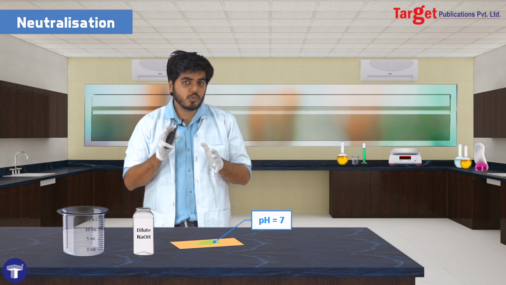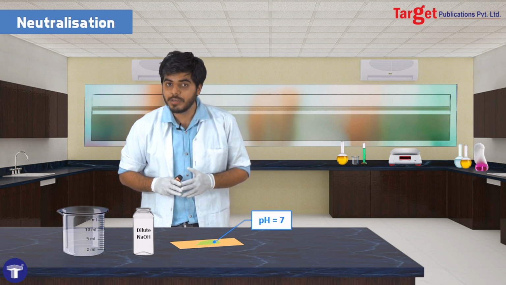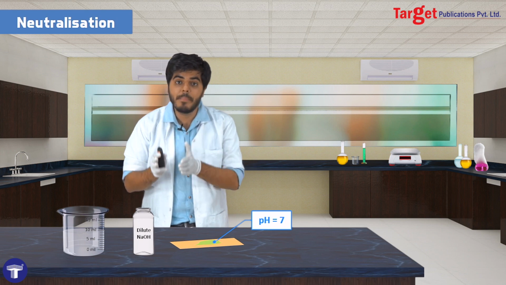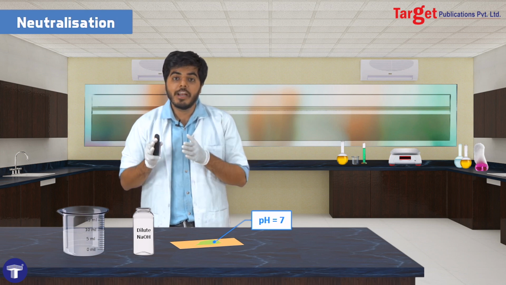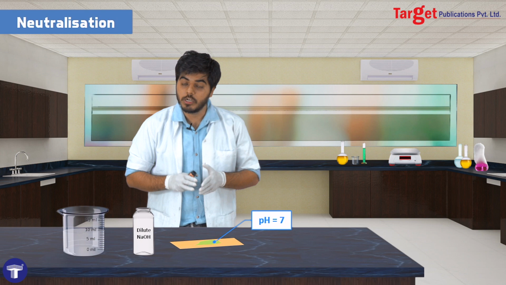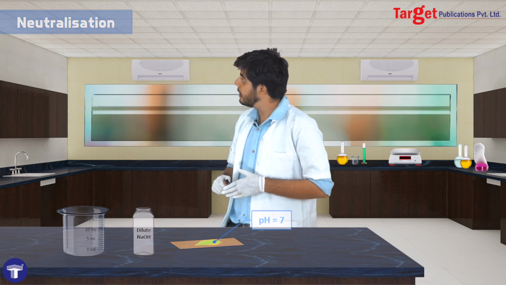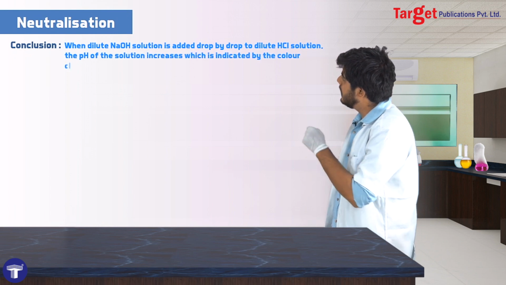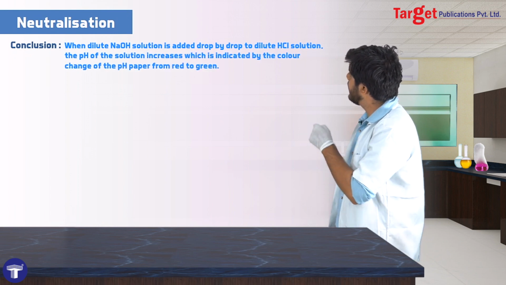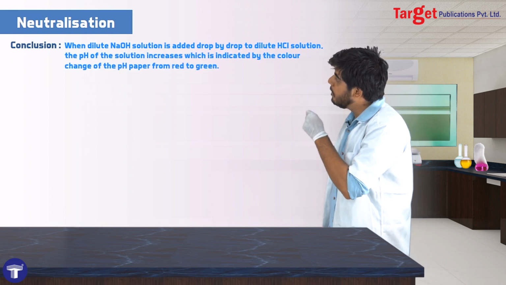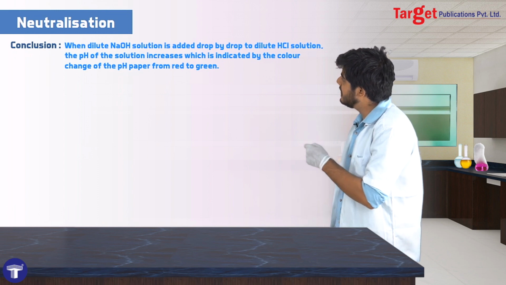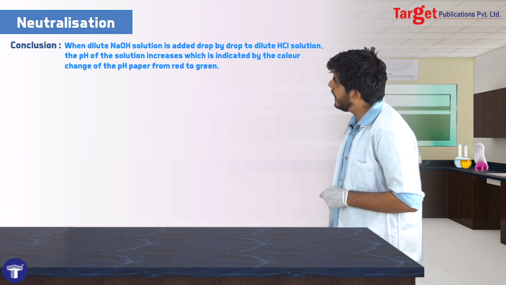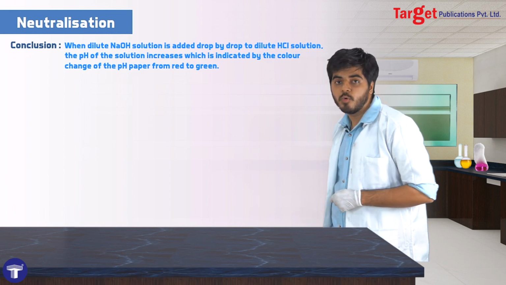Means the reaction which is going on is a neutralization reaction, that is acid, that is dilute HCl, when reacts with base, that is dilute NaOH, it is forming salt and water. So we can conclude that when dilute NaOH solution is added drop by drop to dilute HCl solution, the pH of the solution increases, which is indicated by the color change of the pH paper from red to green.